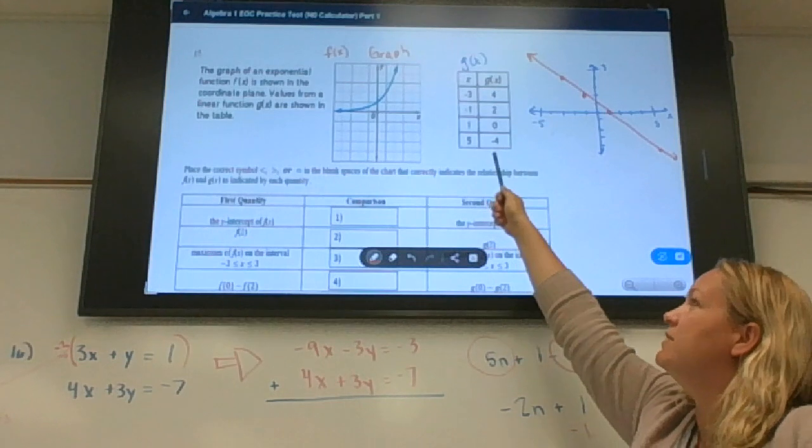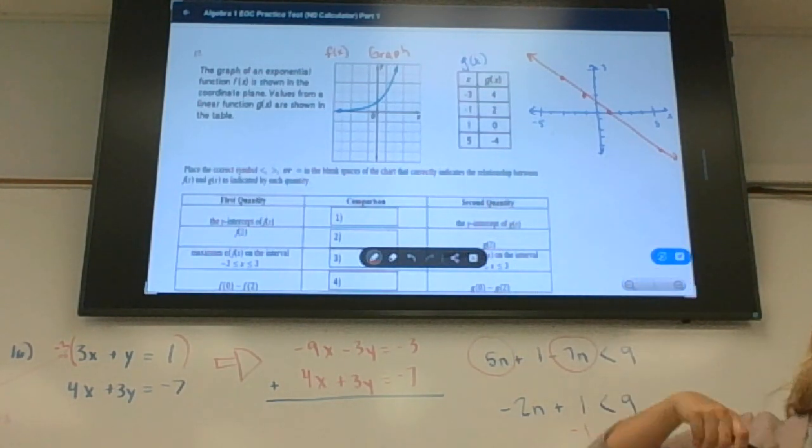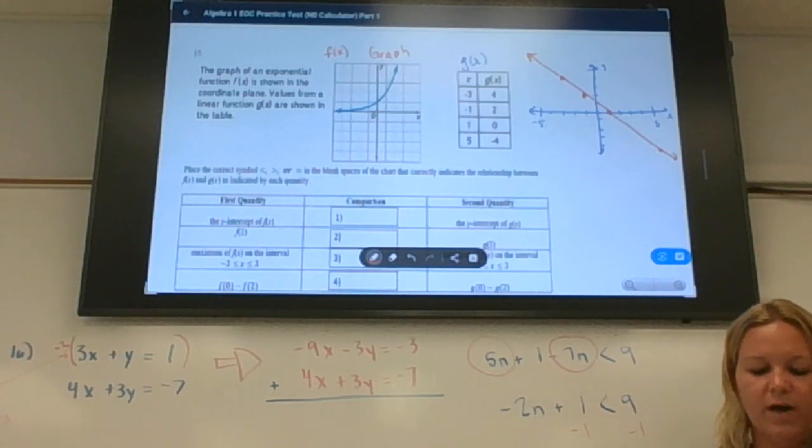So if they give you a table and you'd like to picture it, draw it. But make sure you're getting your ordered pairs done correctly, right? If you can't graph it right, then that's no help. All right, so we need to compare the y-intercepts.